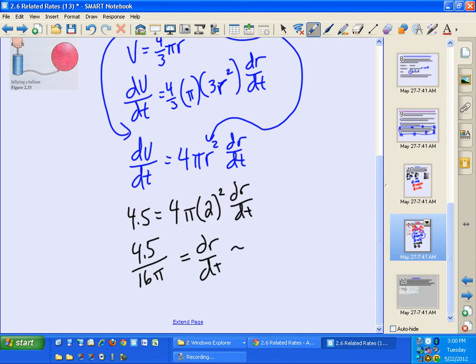0.09 feet per minute. And so you should understand that this was feet cubed per minute, and then this is feet, and it becomes feet squared, and this is feet cubed per minute. So the squared and the cubed cancel out, so that's how I end up with that unit of measurement for my answer.